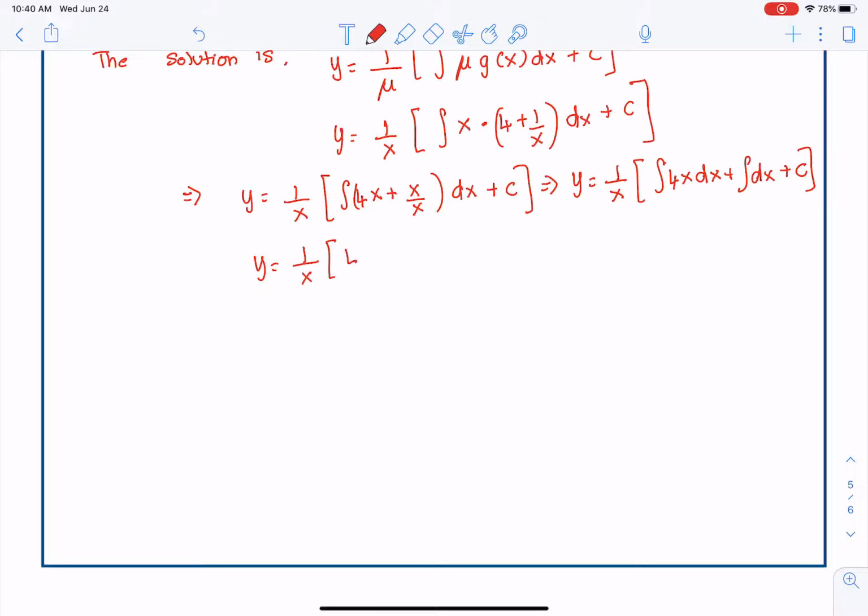Integral 4x is simply 4x squared over 2. Integral of dx is x. So y would equal 1 over x, 2x squared plus x plus c. Distribute the x inside, we will have y equal to 2x plus 1 plus c over x.